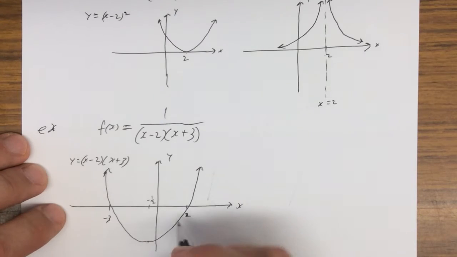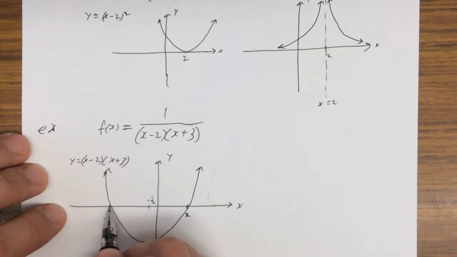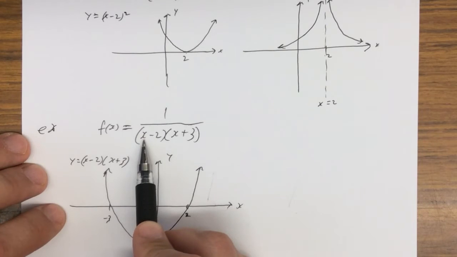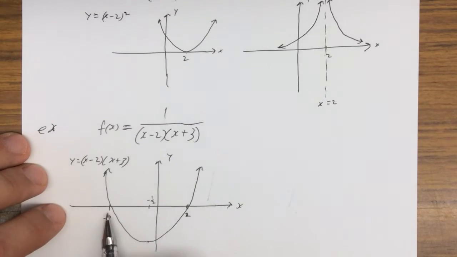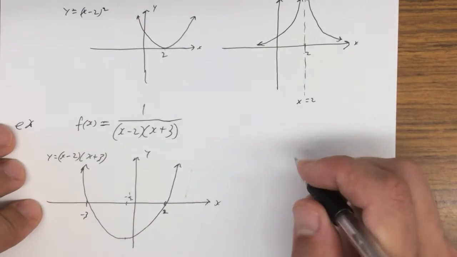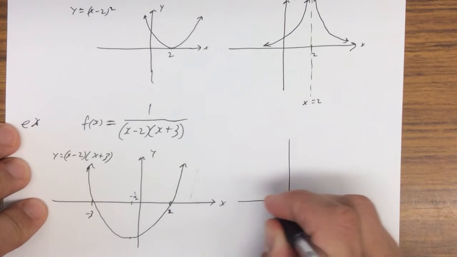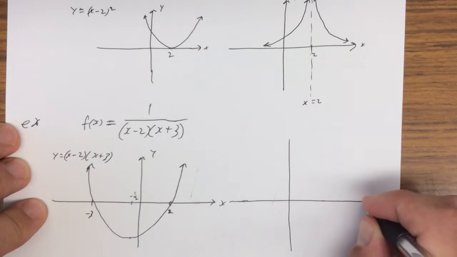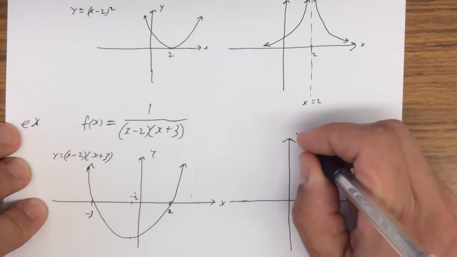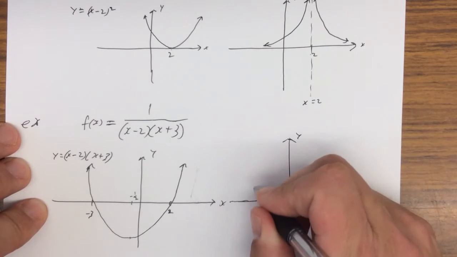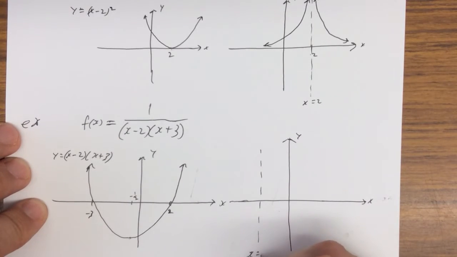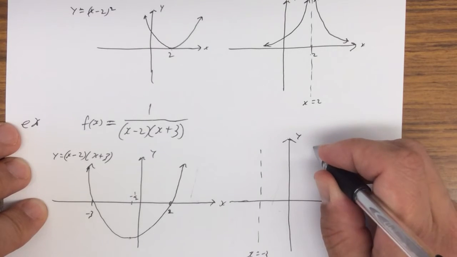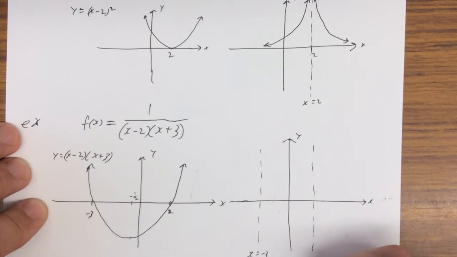Now, if you want to do 1 over this, you're going to have 2 vertical asymptotes, because when x equals 2, you can't divide by 0, and at x equal to negative 3, you're going to have a vertical asymptote too. So for the graph of this function, x, y, you're going to put negative 3 over here. So x equals negative 3 is an asymptote, and x equal to 2 is the other asymptote.